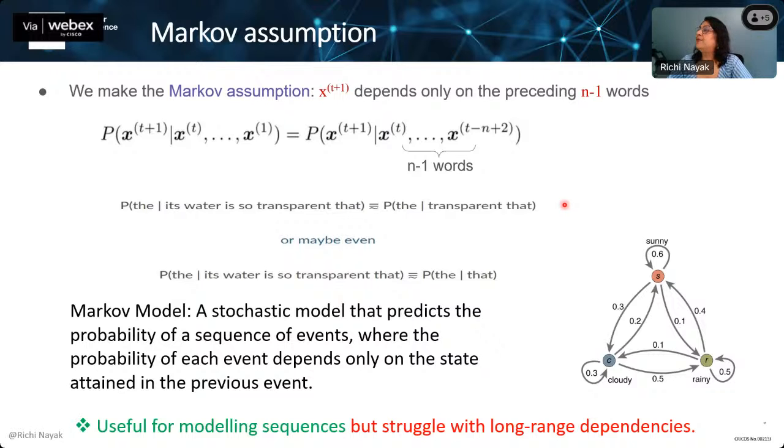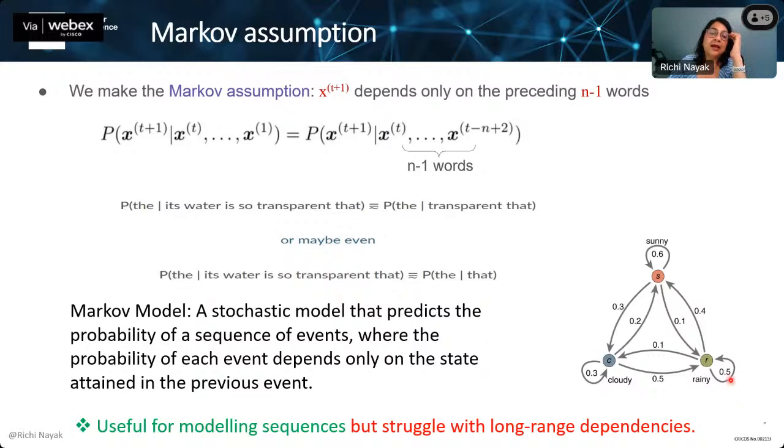So far, statistical researchers or IR researchers were using the Markov model. This is a stochastic model that predicts the probability of a sequence of events where the probability depends on the previous state. You have a word or a token. What is the probability of this word recurring in the sentence, or what would be the following word? Would it be cloudy or would it be raining?